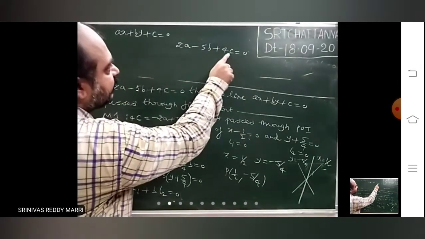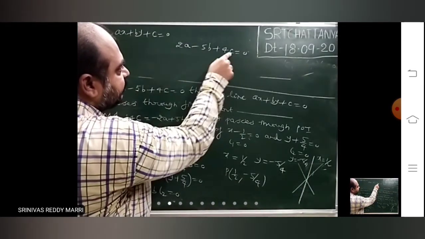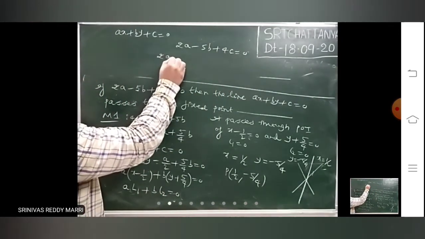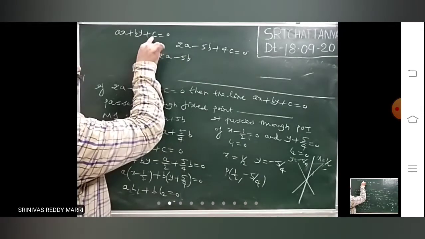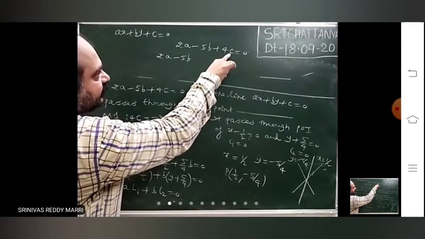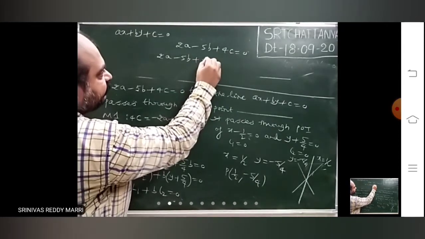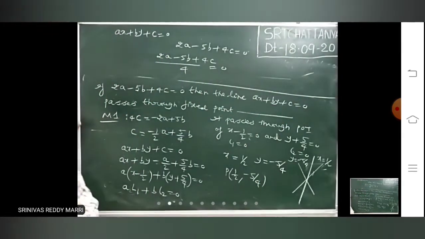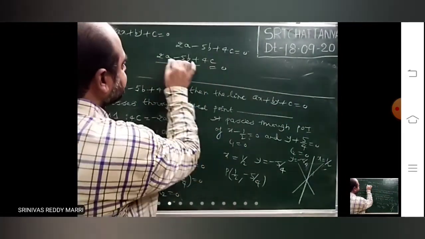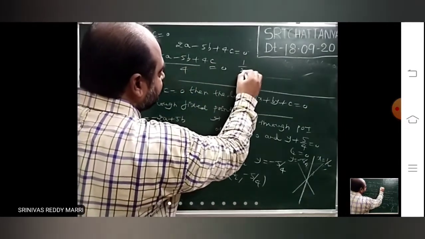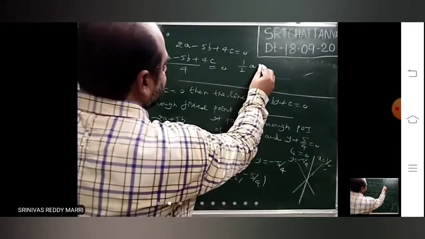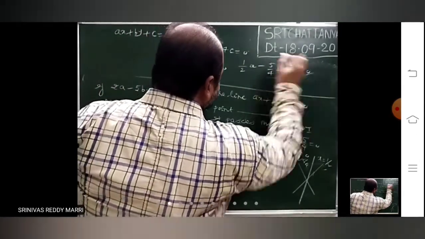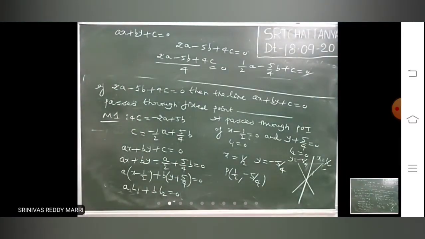Here C is there, so here also make it C. The C coefficient is there. Divide by 4 on both sides. Whatever the constant is there, that must be there here. I want to make this C. That means 2 by 4 is what? 1 by 2a. So 1 by 2a minus 5 by 4b plus c equal to 0.